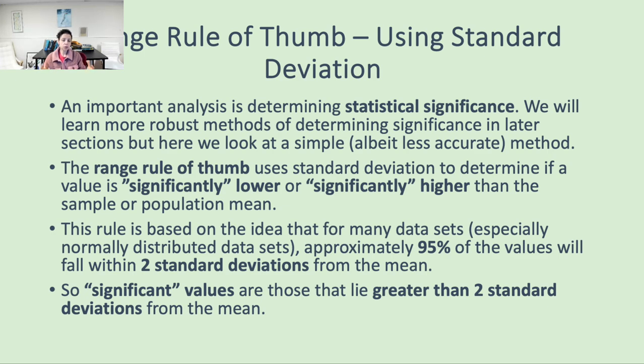The range rule of thumb uses standard deviation to determine whether any value in a data set is significantly lower or higher. And this rule is based on the idea that for many data sets, especially normally distributed data sets, 95% of the values are going to fall within 2 standard deviations of the mean. So any value in the data set is significant if it falls outside of 2 standard deviations from the mean.